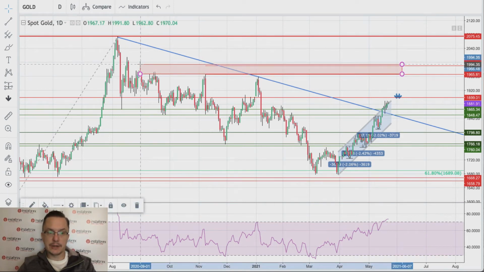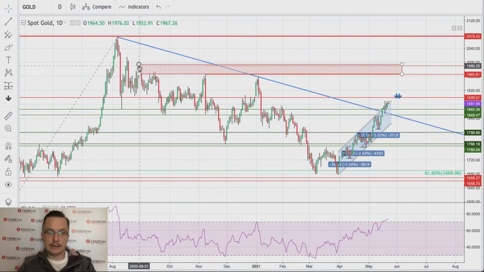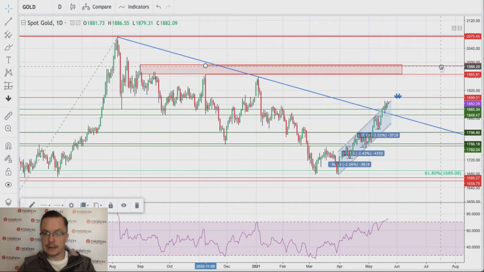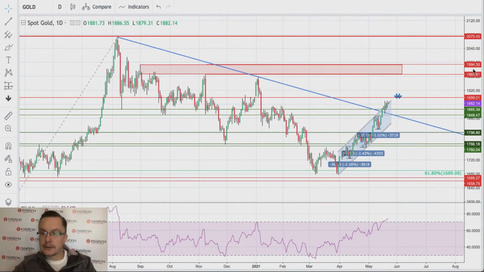Let me just adjust it to the newest data. This data is somewhere here. So this is the zone between the levels of, let me just move it a little bit up, there you go, 1,994, 1,965. So that's like a $30 level zone, excuse me. So that's the ultimate zone for the bulls, but they are doing very, very well.